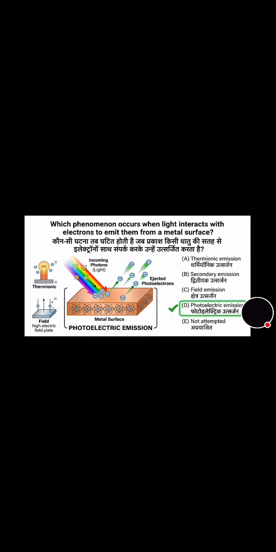And its correct answer is option D, that is photoelectric emission. Now move towards the next question. This is the last question of the part 15. What is the function of synchronous condenser in a power system? And its correct answer is option B, that is to improve power factor.